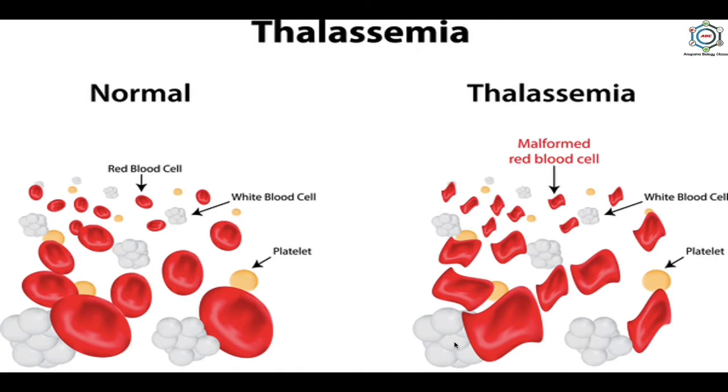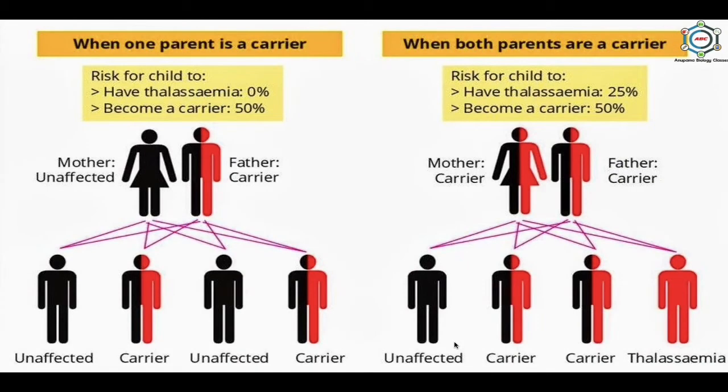Now, the symptoms of thalassemia include anemia, which is caused due to defective or abnormal form of hemoglobin, fatigue, and shortness of breath. Now, in this picture, black color shows a person without thalassemia, red shows thalassemia, and half red, half black shows a carrier of thalassemia. So there are some conditions in case of thalassemia, like when one parent is a carrier.